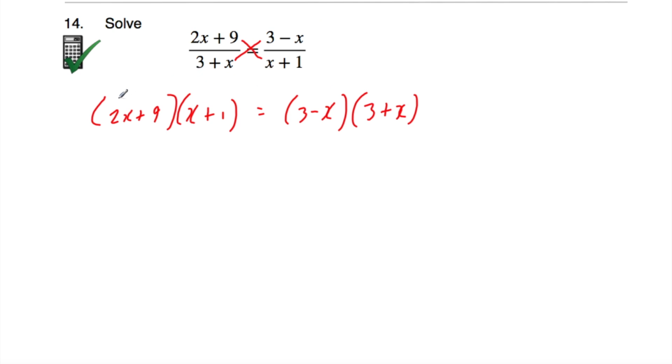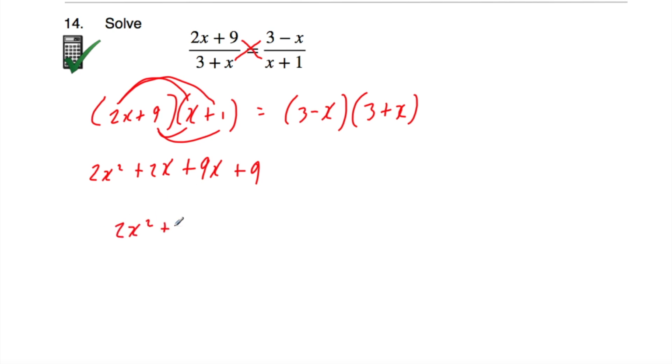Now let's expand the brackets. 2x times x would be 2x squared. 2x times 1 would be plus 2x. 9 times x would be plus 9x. And then 9 times 1 would be 9, so plus 9. And that means if we simplify this, we get 2x squared plus 11x plus 9. So we've expanded our brackets on the left hand side and simplified.